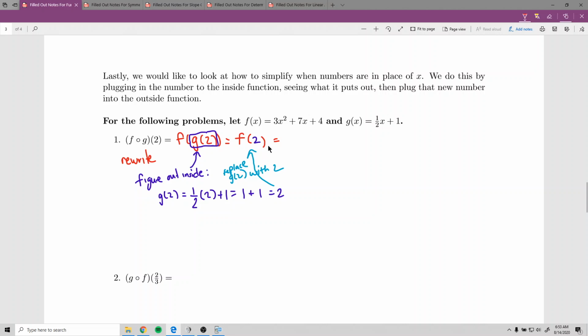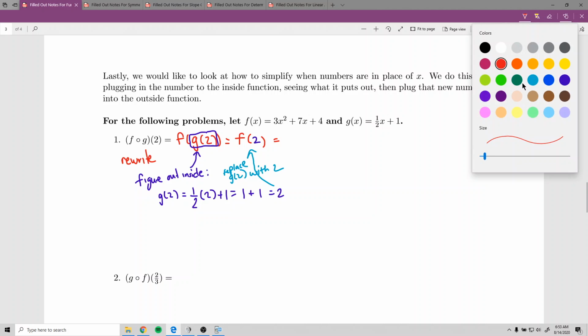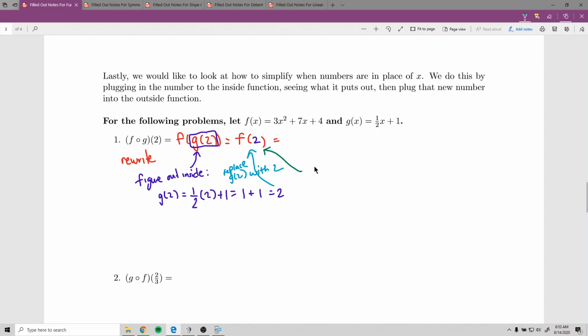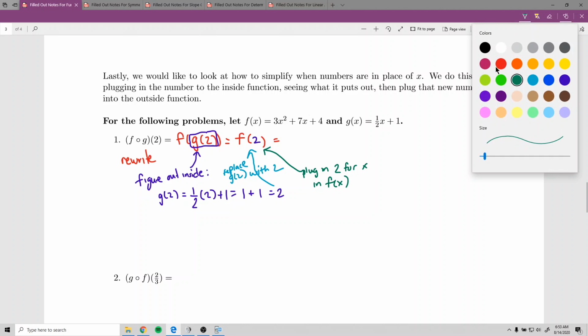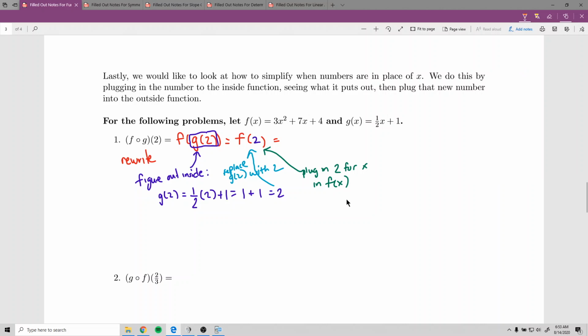Now this is another type of the same problem. We have to figure out f of 2, which just means plug in 2 for x in f of x, just like in the previous sections. Even though this section seems like it should be very different, it's really just doing two of the problems from before. So we take our f of x and plug in 2. Everywhere we see x, we get 3 times 2 squared plus 7 times 2 plus 4. Once we simplify that number, that is our answer.